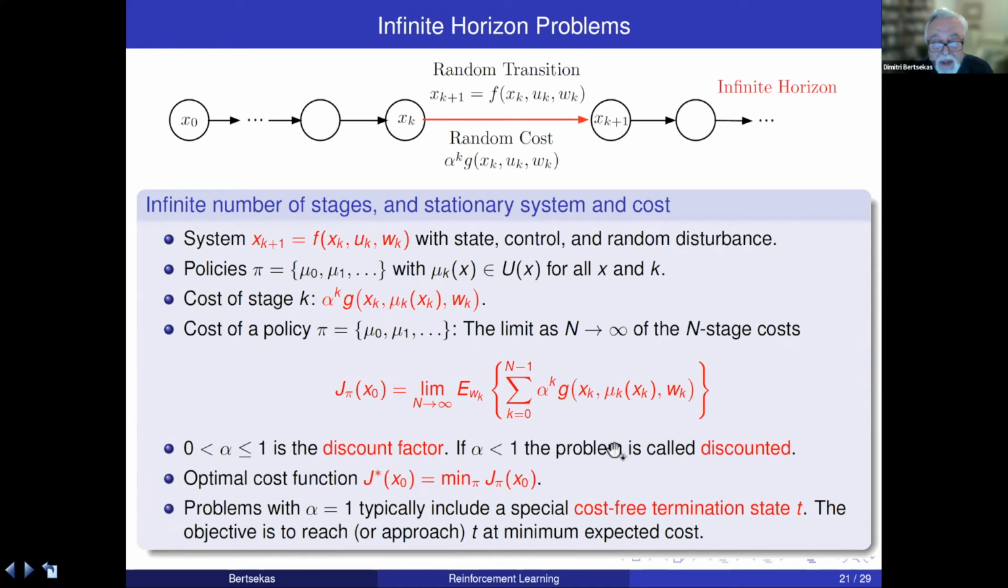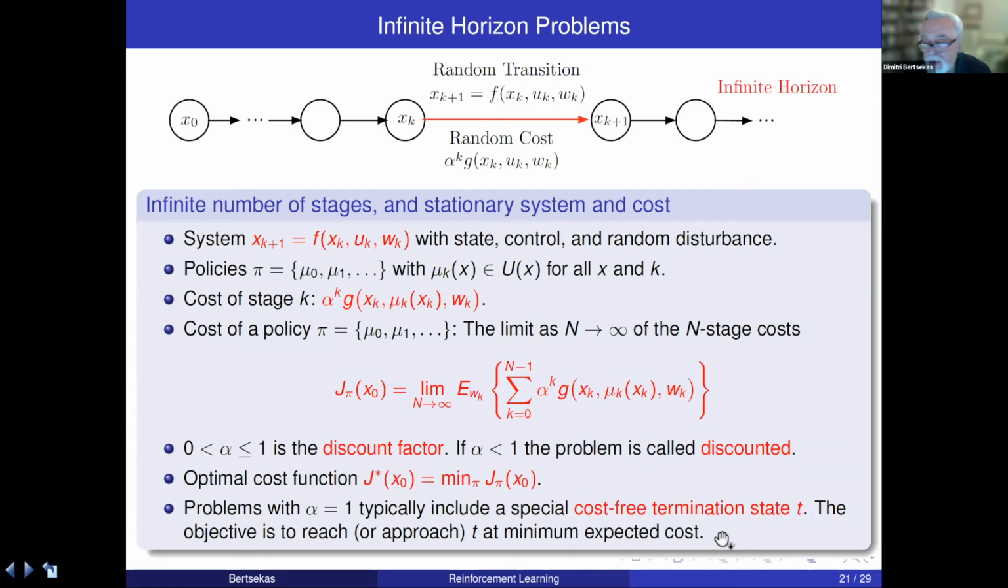Now, problems with a discount factor equal to 1 must have special structure to keep this cost from blowing up to infinity. They typically introduce a special termination state, which is cost-free, a state where if you reach it, you pay no cost and you stay there. Typically for these problems, also G is positive. Then, roughly speaking, the objective is to reach or to approach the termination state at minimum expected cost. Many problems in control theory are of this type.